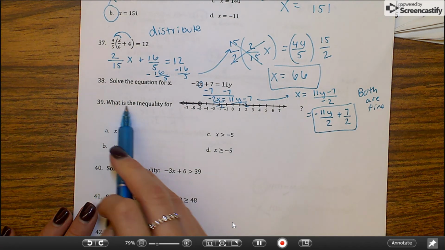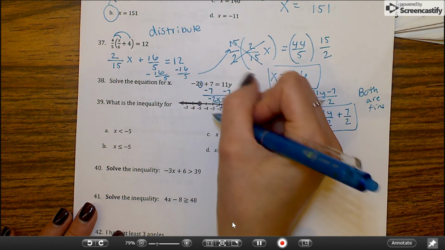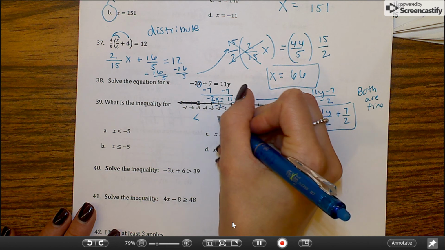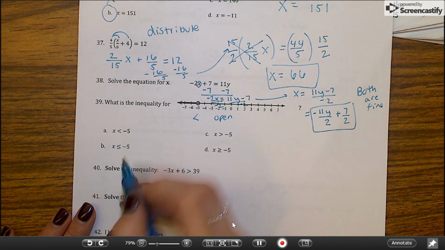Number 39, what is the inequality for this? Notice how we're going to the left, so this is going to be less than. Notice how this is open. So x is going to be less than negative 5.